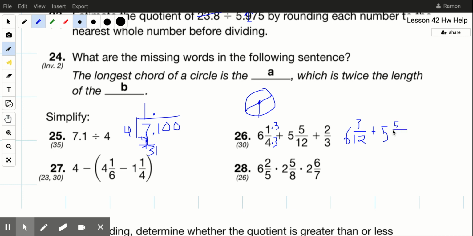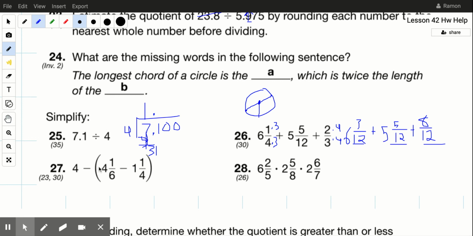And 2/3, we're going to multiply by 4. So 4 and 4, which is 8/12. Fantastic. Yay. And then we add the fractions, simplify to a mixed number if you can, and then 6 plus 5 plus the whole number.